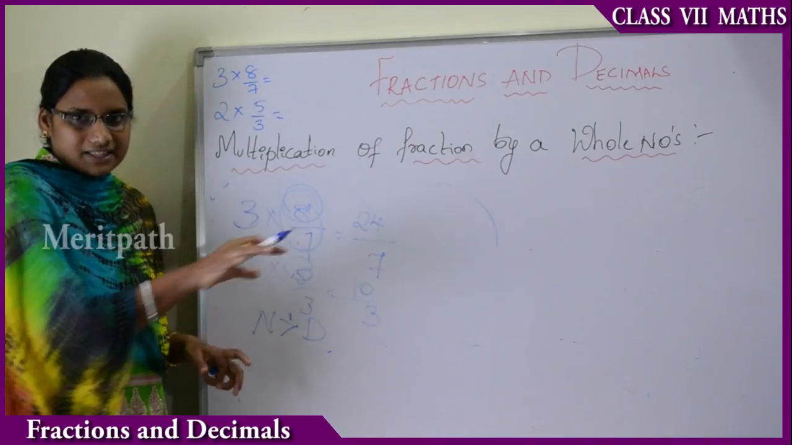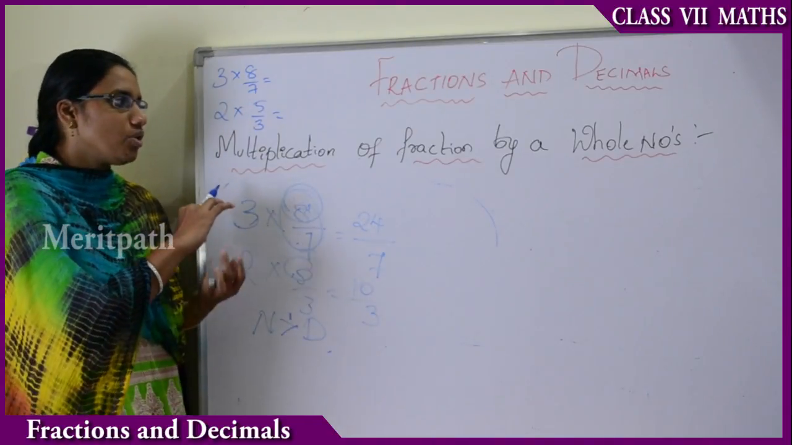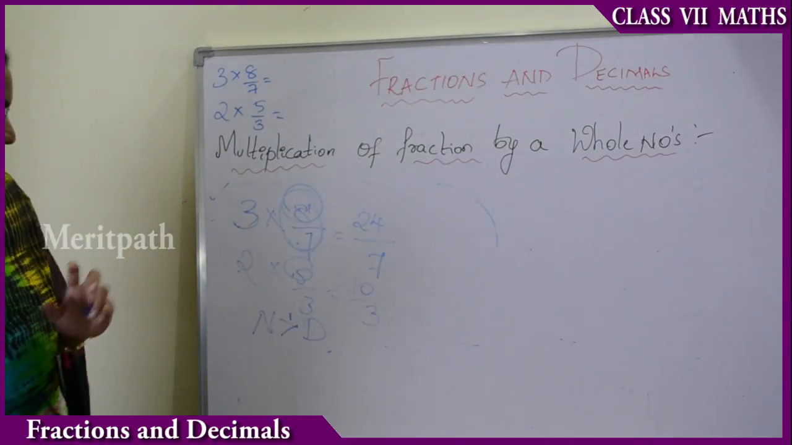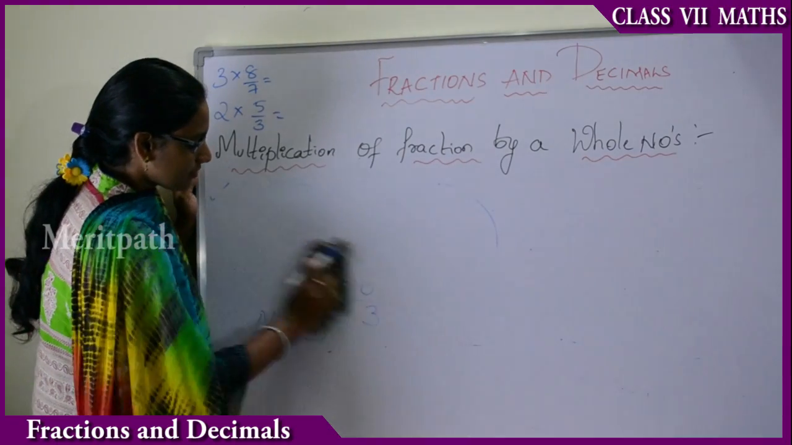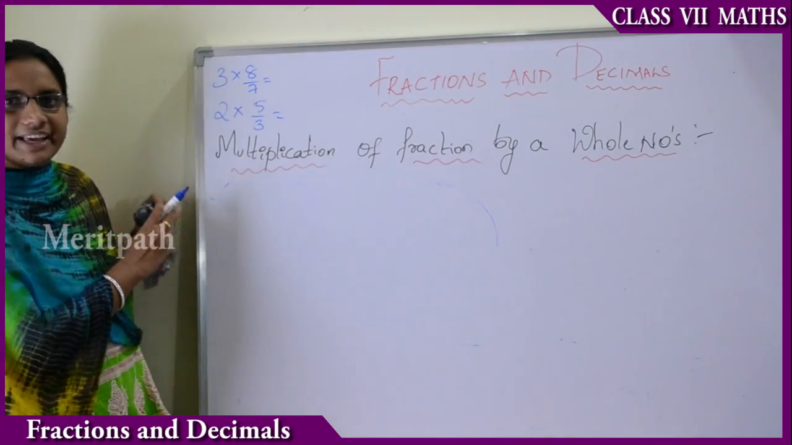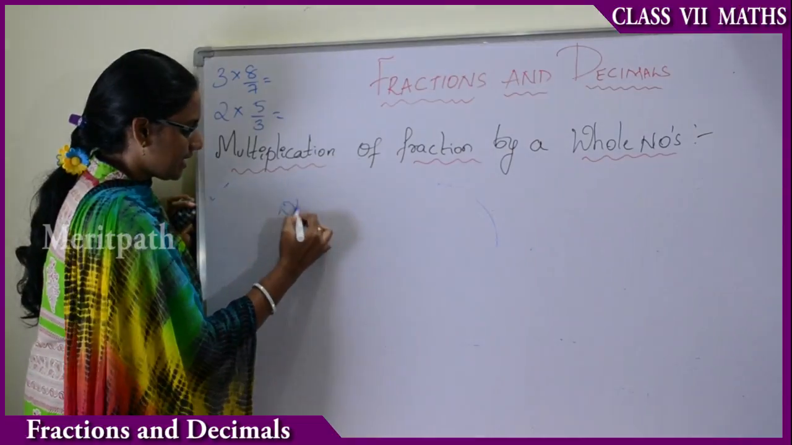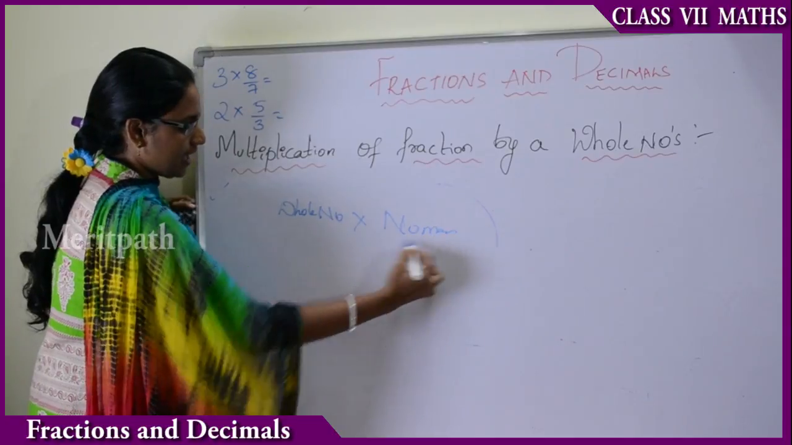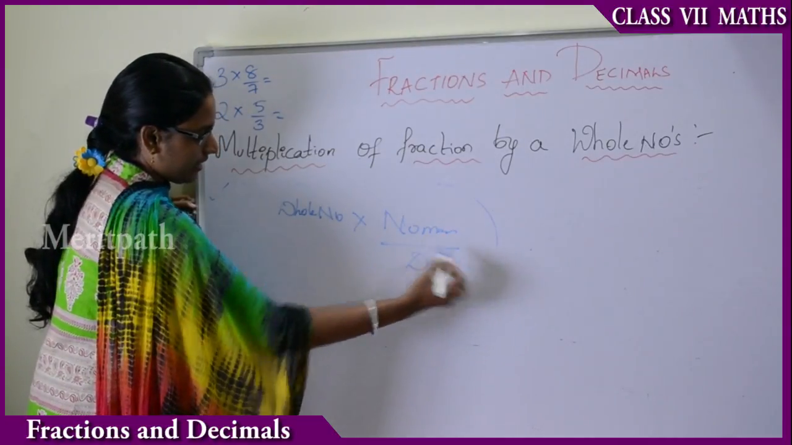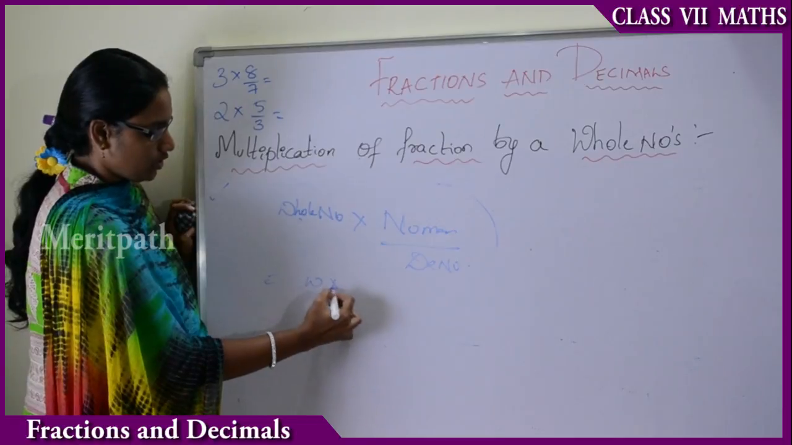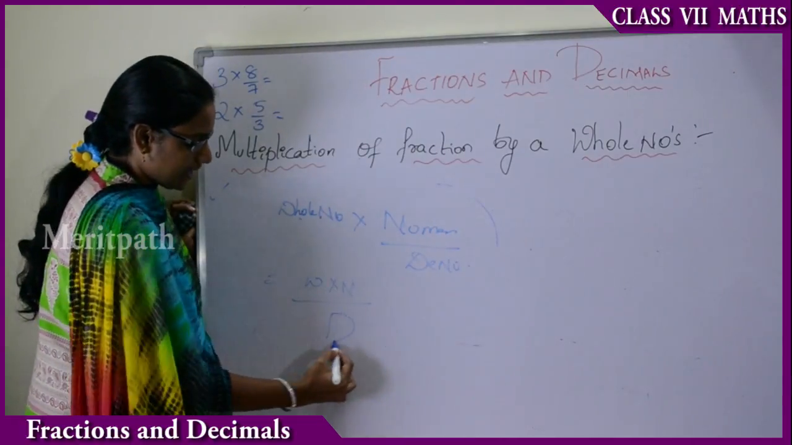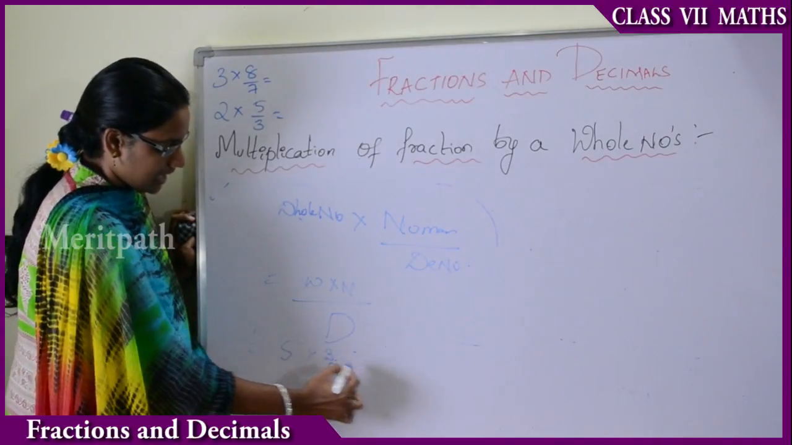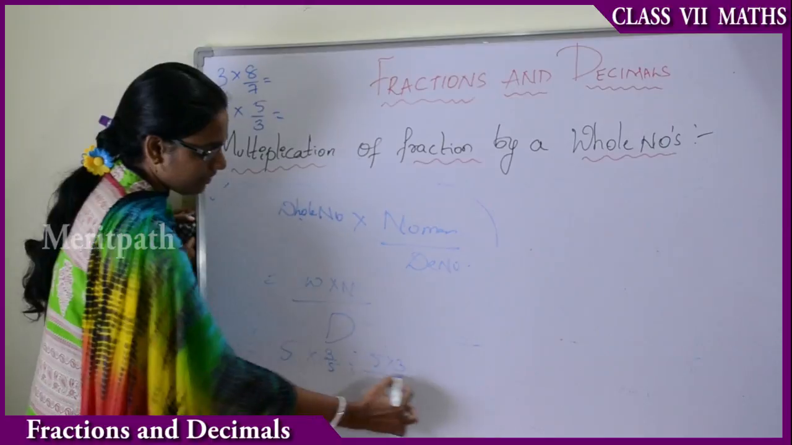After seeing all these examples, I want to conclude how the multiplication of a fraction takes place with the whole number. It is just simple: the whole number that we are taking is multiplied with the numerator of the fraction, right? That is whole number into numerator divided by the denominator. For example, 5 into 3 by 5.